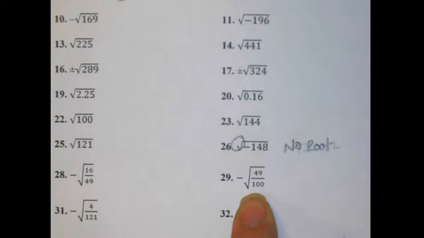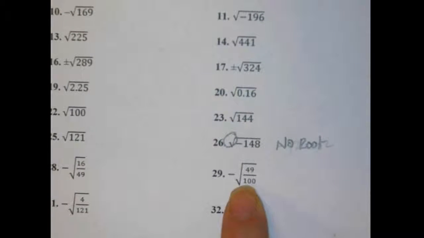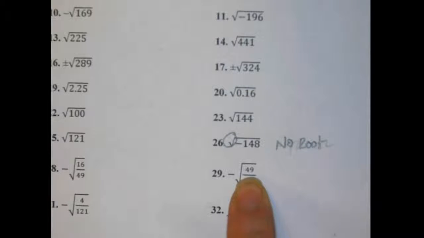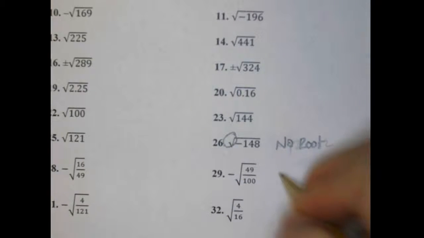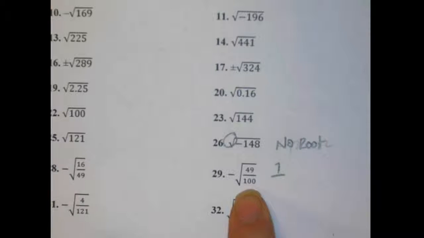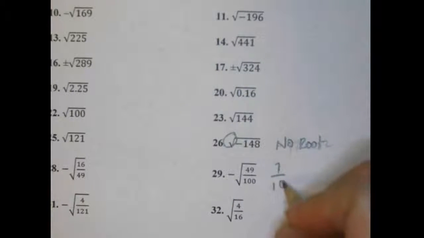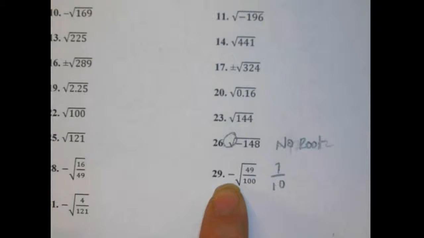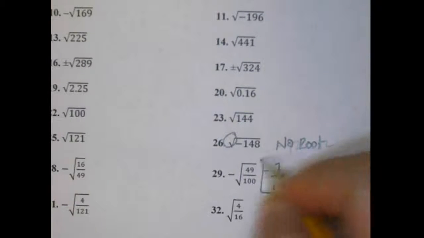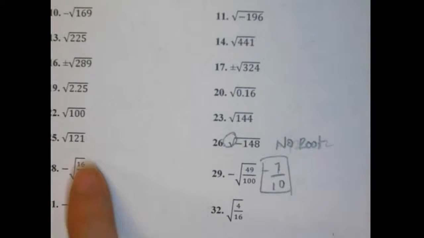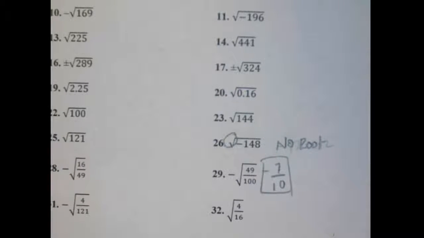Okay, so let's look at 29 because it's a little different. Is there a perfect square of 49? Square. Is there? What is it? Is there a perfect square of 100? Oh, yes. Is the negative inside or outside? So what's my answer? Okay. A fraction, you're going to do exactly like you would a whole number. You're just going to look at each part of the fraction individually. Okay? Does that make sense?